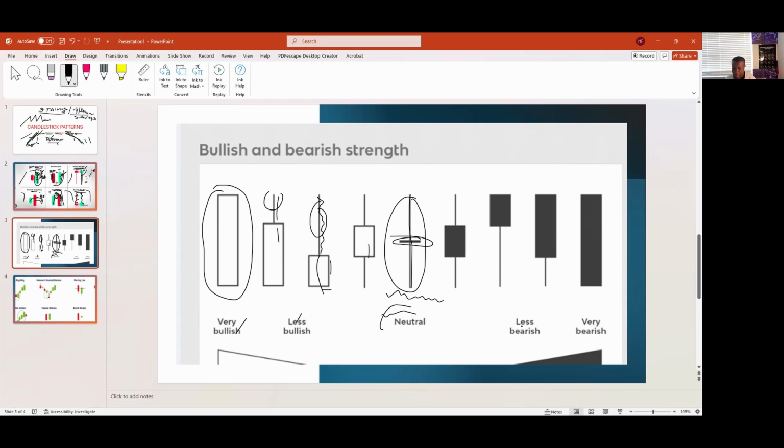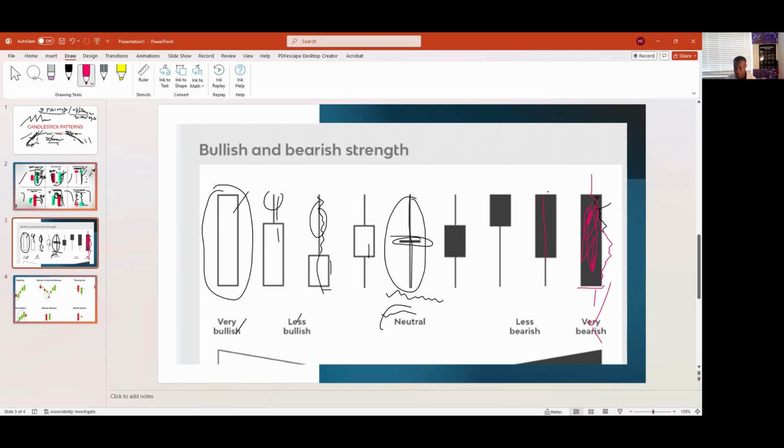Back there, we have very bullish here. As you can see, this one is a green one, a big, very bullish candle. Back there is a red candle, which is very bearish. That means sellers pushed the price down, and it closed down there. We call that very bearish. Whenever you see a big red candle like this without any wick, it's very bearish. This one is less bearish.